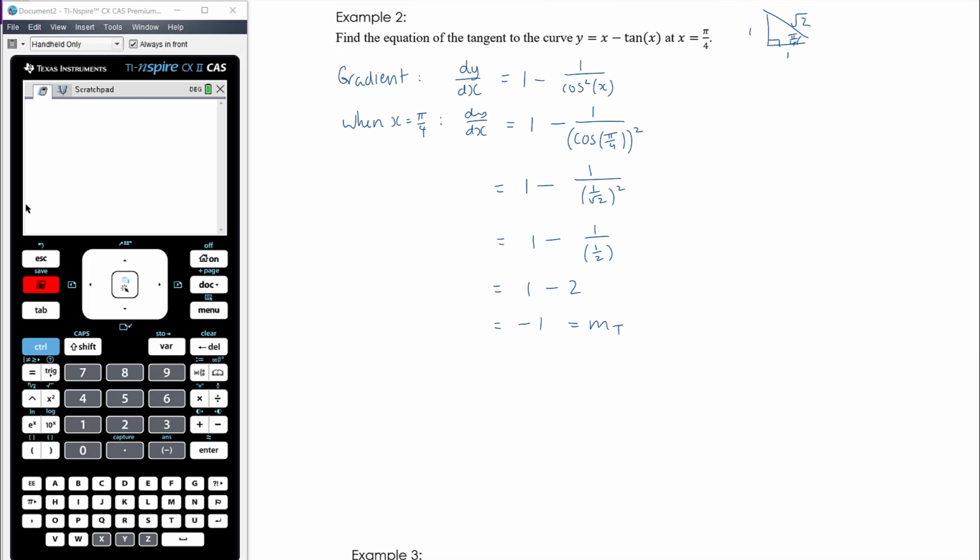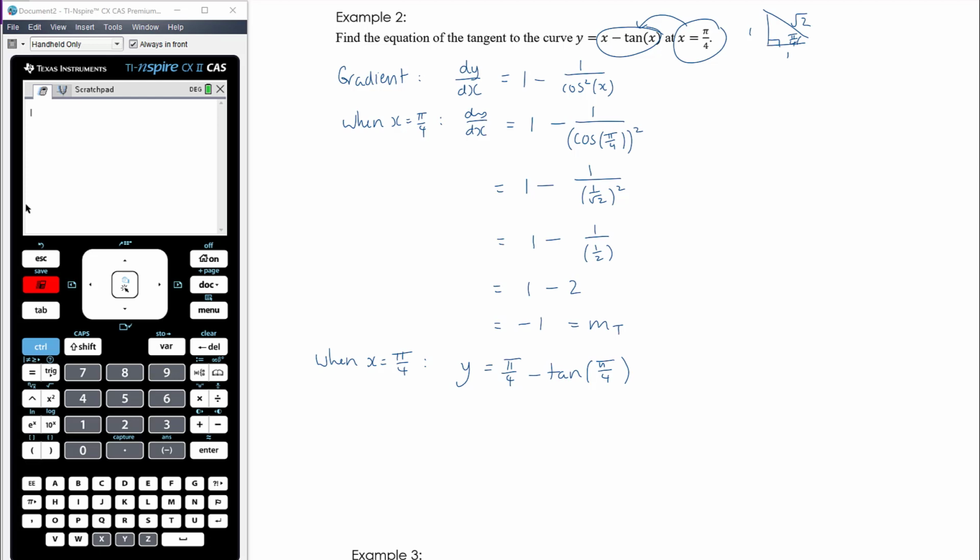So we need to know when x equals pi on 4, what does y equal? So we're going to sub x equals pi on 4 into our equation to find y. We also know when x equals pi on 4, and this is why I like function notation, because f of pi on 4 is much easier to write than when x equals pi on 4, y equals. Okay, so y equals pi x, which is pi on 4, minus tan of x, which is pi on 4.